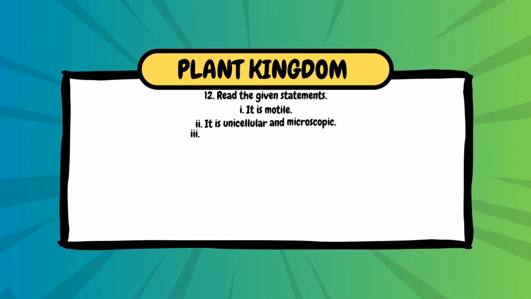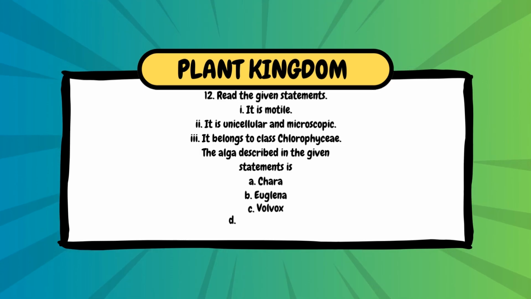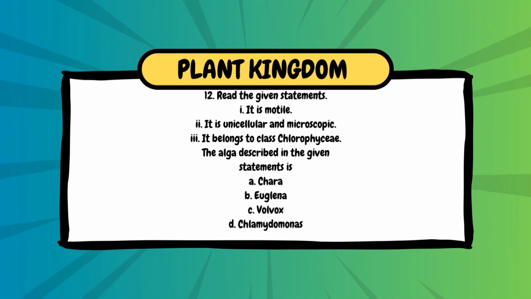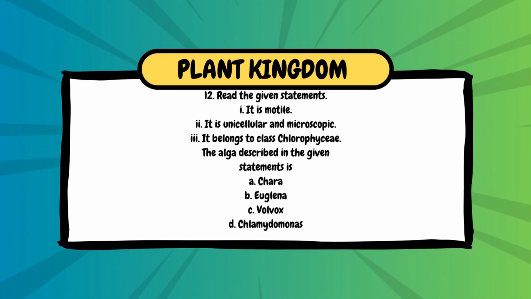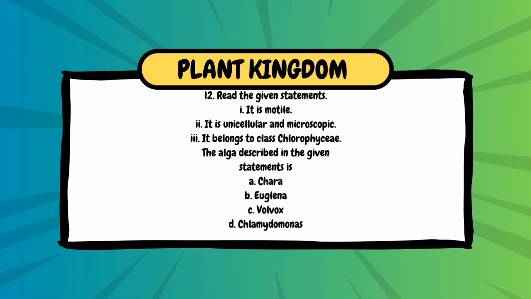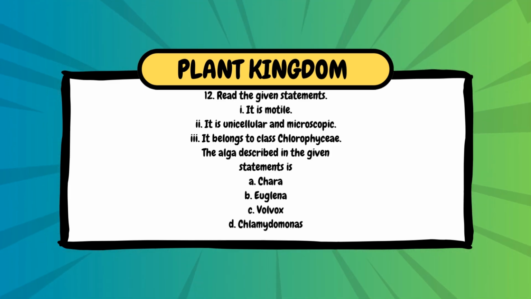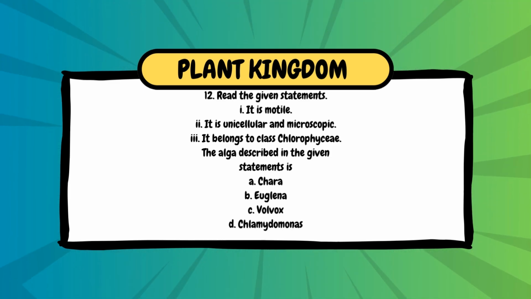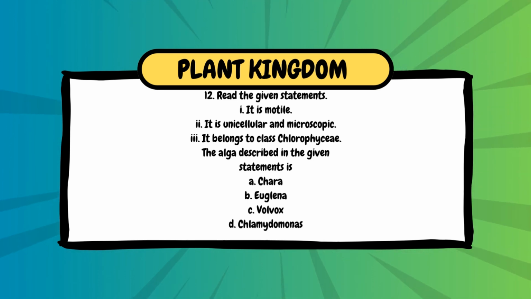12. Read the given statements. I. It is motile. II. It is unicellular and microscopic. III. It belongs to class Chlorophyceae. The alga described in the given statements is A. Chara. B. Euglena. C. Volvox. D. Chlamydomonas.